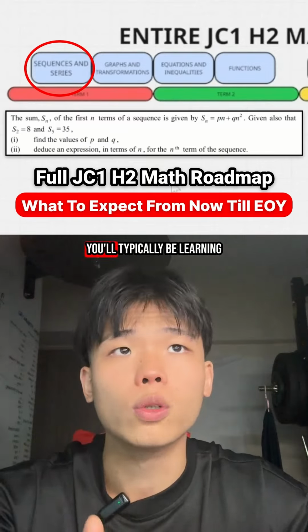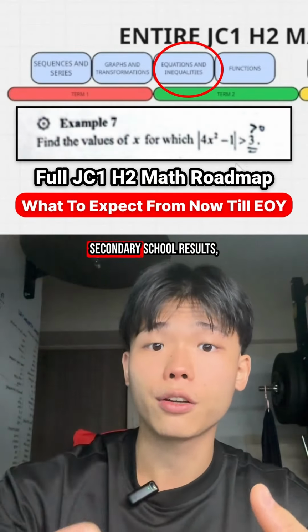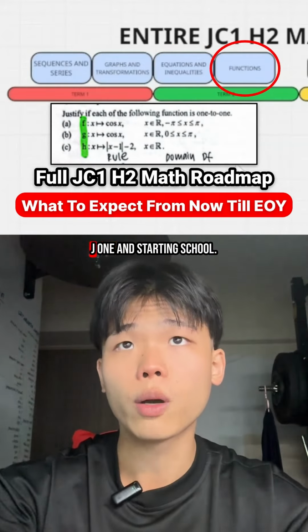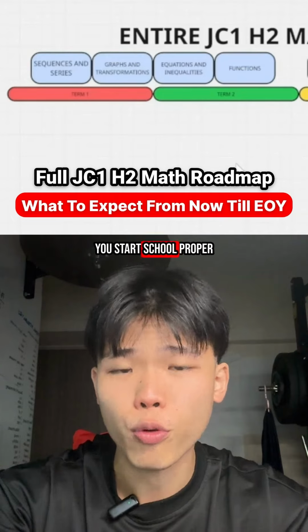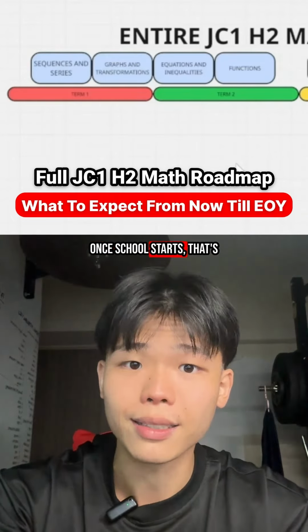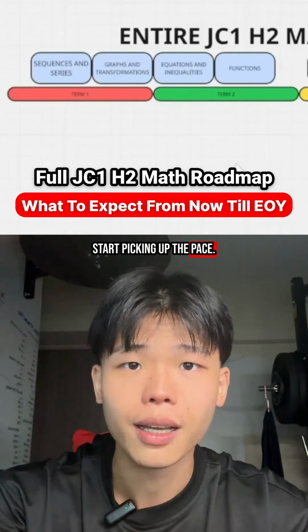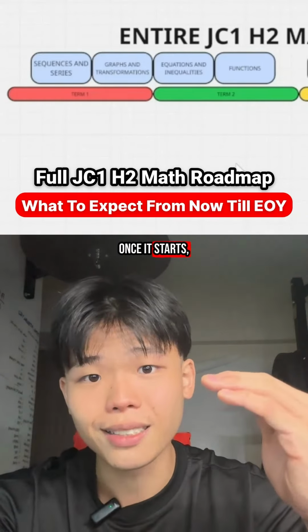For term 1, term 2, you will typically be learning these 4 topics over here. At the end of February, that's when you get your secondary school results, and then you'll be going to J1 and starting school. You have your orientation, which is about half a month. You start school proper towards the end of March. From term 1 onwards, once school starts, that's where they immediately start picking up the pace. So for the JC side, there is really not much slow start. Once it starts, it really starts.